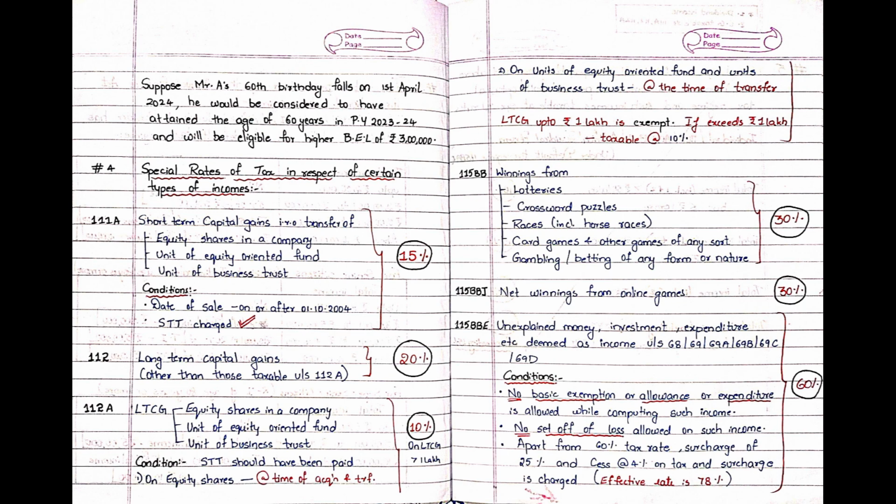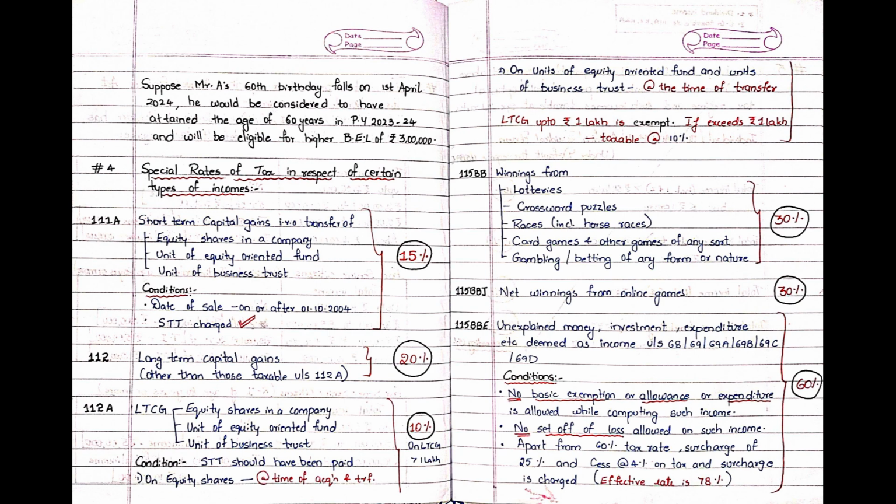The second condition, on the units of equity oriented fund or units of business trust, only at the time of transfer the STT should have been paid. If the STT is paid at the time of transfer only, that condition is enough for the assessee to get the amount of LTCG, that is long-term capital gain, taxed at the rate of 10%. And also remember this condition again, the LTCG up to rupees 1 lakh is exempt. But if it exceeds rupees 1 lakh, it is taxable at 10%.